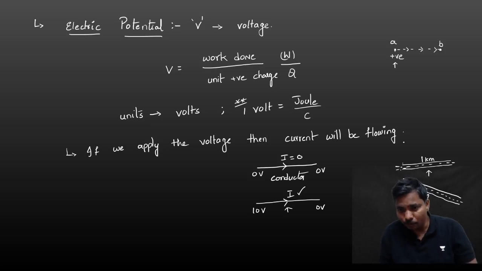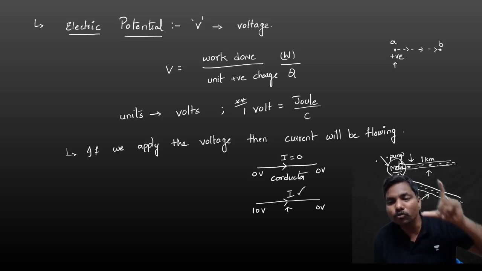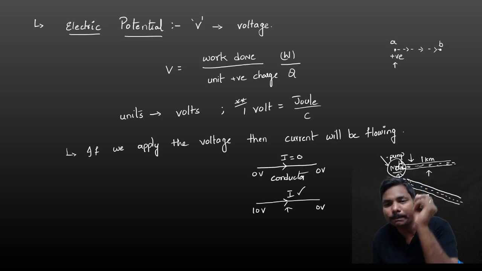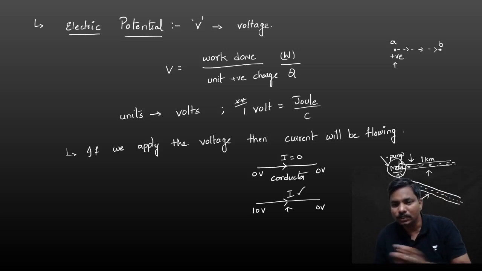For example, if you want to send the water through this perfectly horizontal pipe, then what we have to do? If you put one motor here or one pump, then what will happen? Water can easily flow from one side to other side. That means this motor or this pump gives the energy to move the water, correct? That means it creates the pressure difference. So that's why water is flowing.